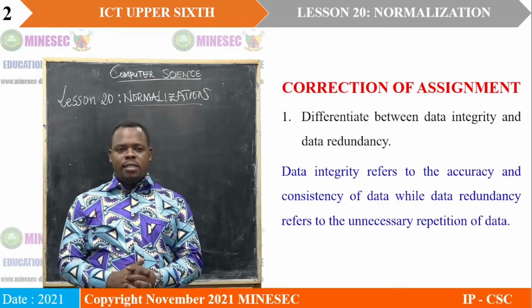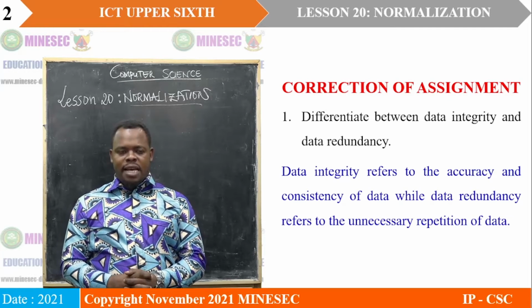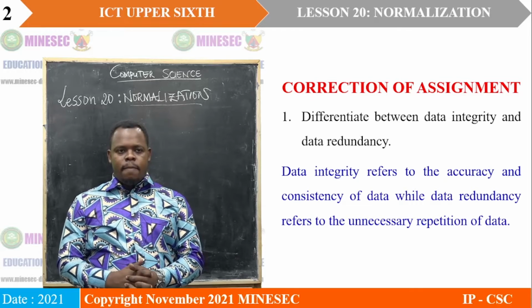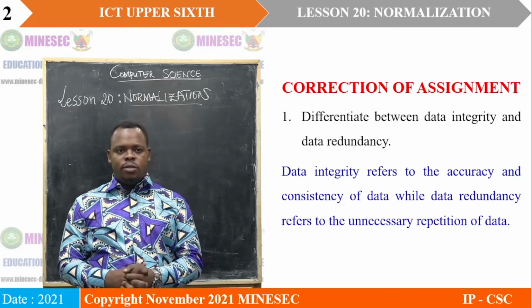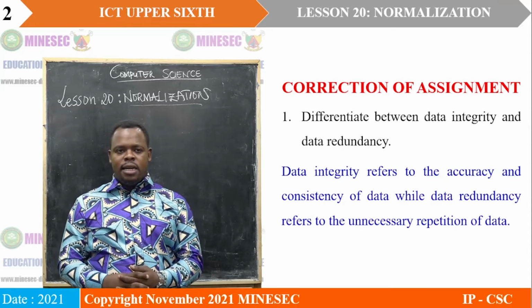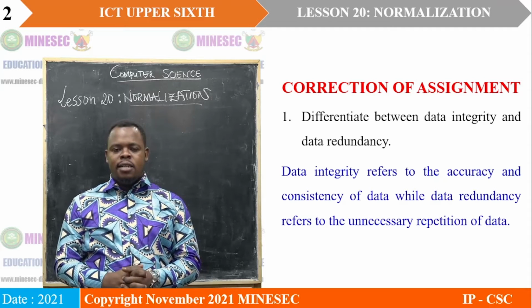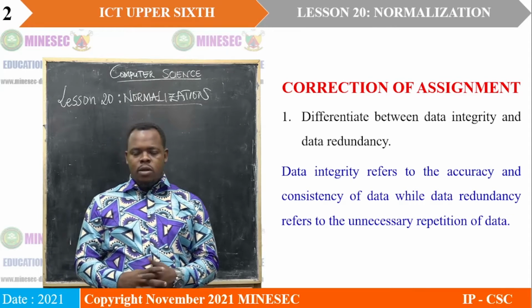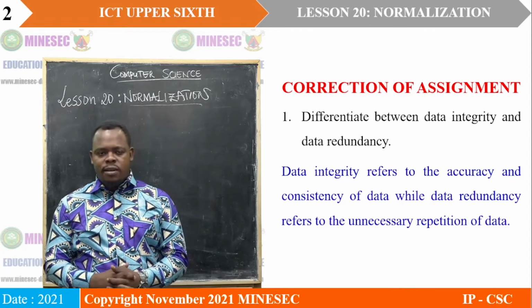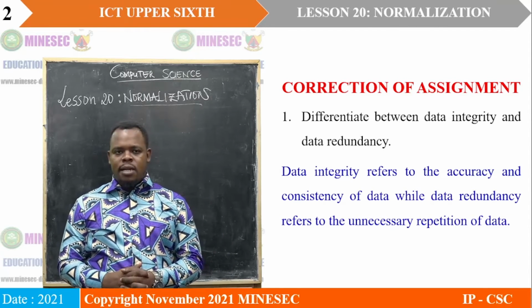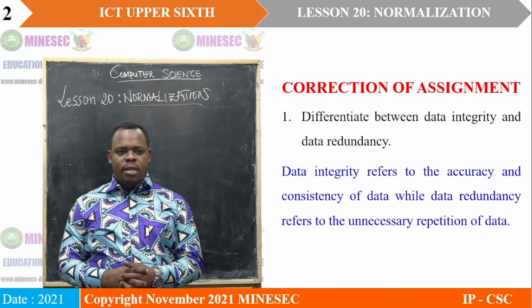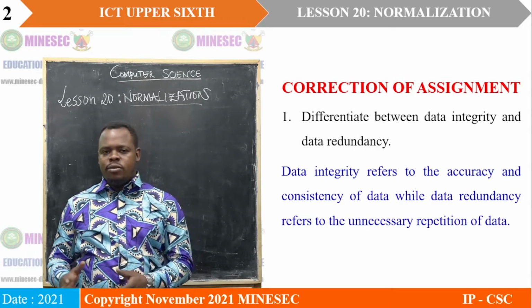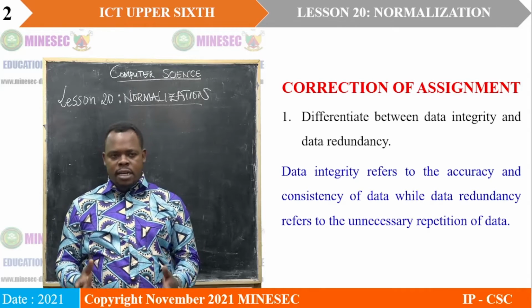We'll start by correcting the previous assignment. After reading the questions carefully, you were asked to differentiate between data integrity and data redundancy. So you see here that data integrity refers to the accuracy and the consistency of data, while data redundancy refers to the unnecessary repetition of data.